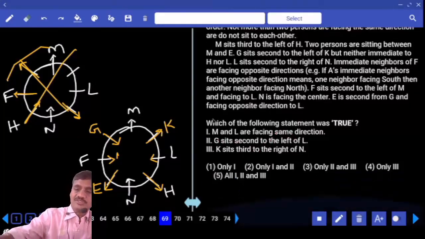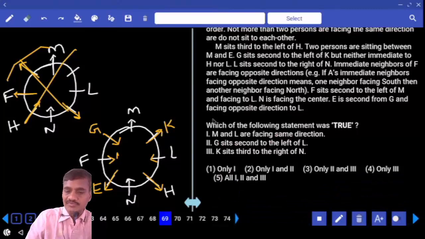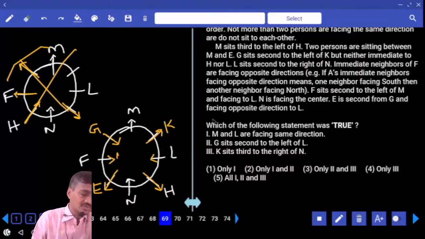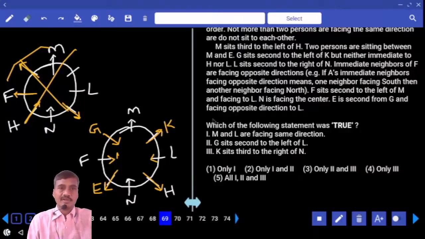Then which of the following statements is true? M and L are facing the same direction. True or false? False. G sits second to the left of L. True or false? That's again false. K sits third to the right of N. K is third to the right of N. True or false? Yes, definitely true. Hence, what is your answer? Only 3, choice for question number 69. Then 69, choice 4.